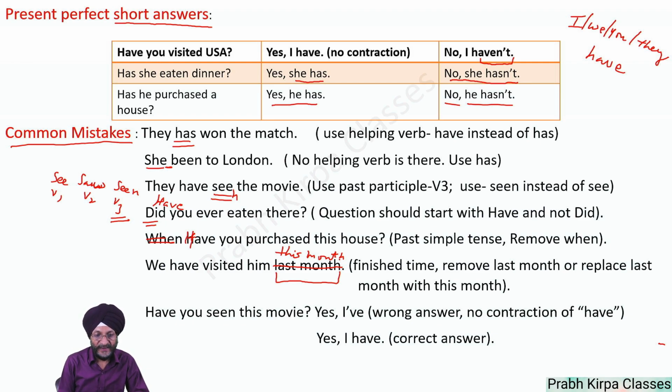Next, have you seen this movie? If we give the answer of this in short form, we will write, yes, I am. No, this is a wrong answer, as we are not to have the contraction of have. We will answer it as, yes, I have. So in the case of a short answer, no contraction has to be made in the case of a positive answer.